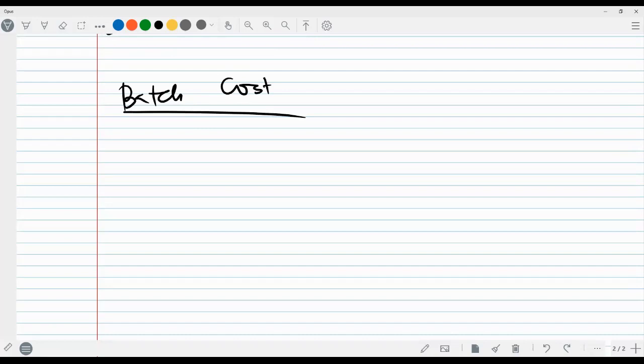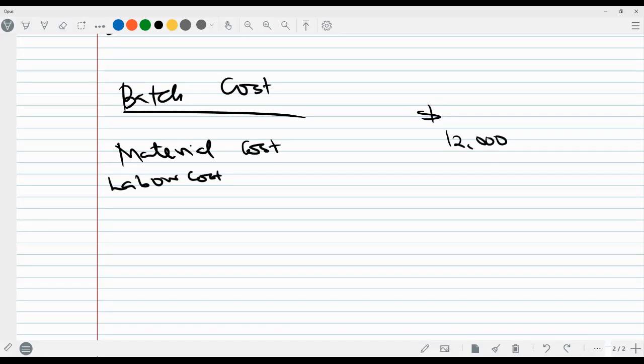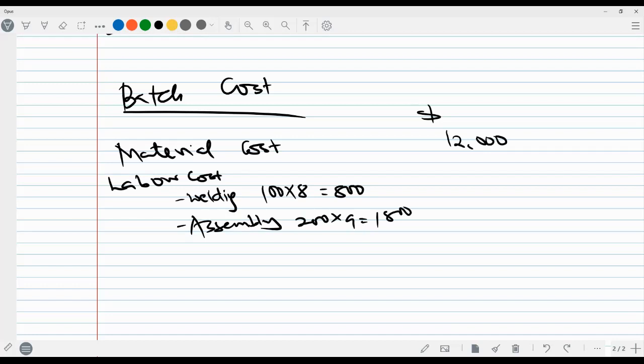Okay, so we can begin by getting the direct material cost, given to us as $12,000. Then the direct labor cost. In this case, there are two of them. We have welding. The number of hours is 100 times 8, to give us 800. Then you have assembly, which is 200 hours, and the cost per hour is 9, to give us 1,800. Combined, the labor cost gives us 2,600.